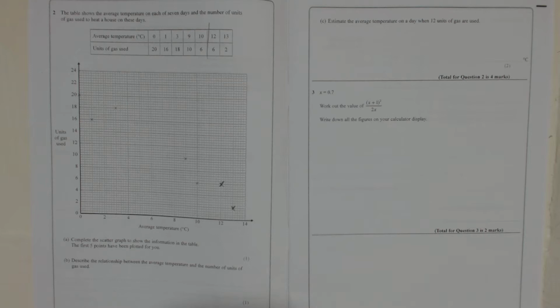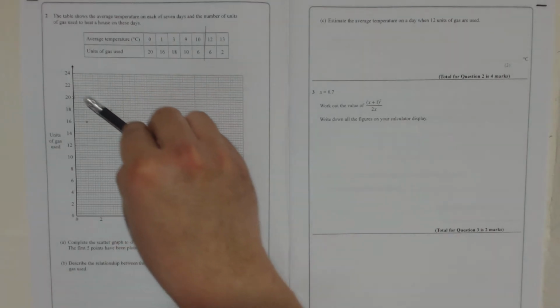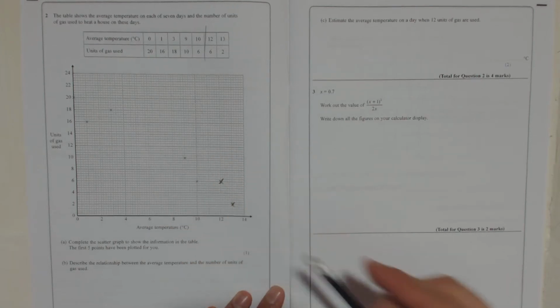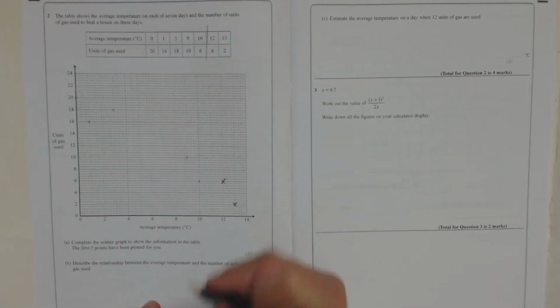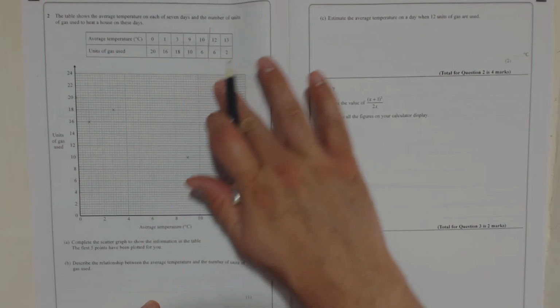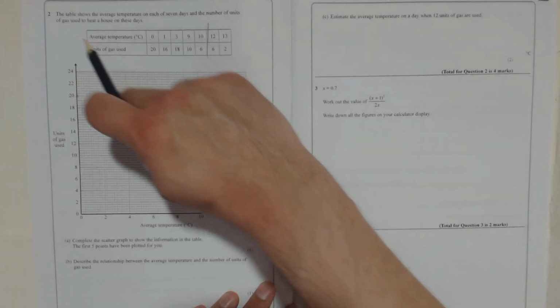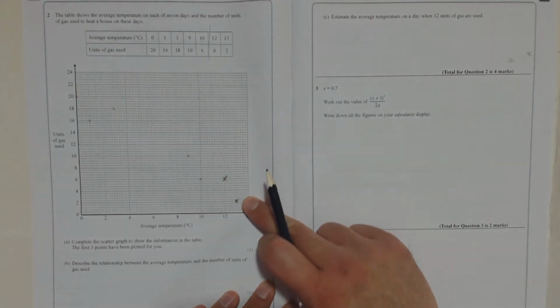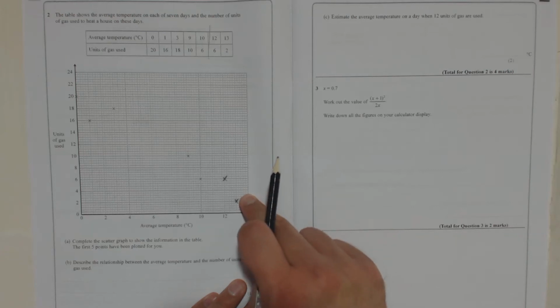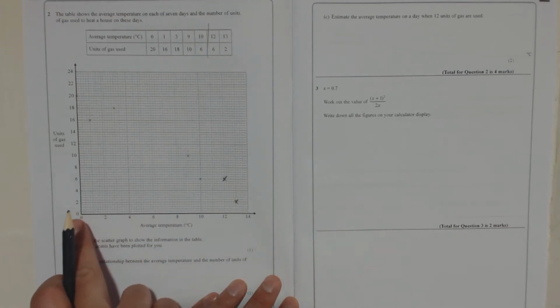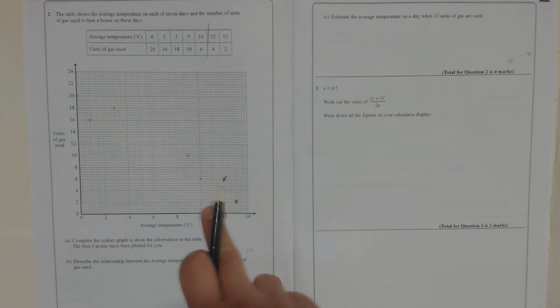Done. Right. B. Describe the relationship between the average temperature and the number of units of gas used. Because you can see it's going in this downwards direction, that is a negative correlation. If it was going upwards, it would be a positive correlation. What does negative correlation actually mean? It means as one of the things increases, the other thing decreases. So as the temperature rises, the units of gas used decreases.